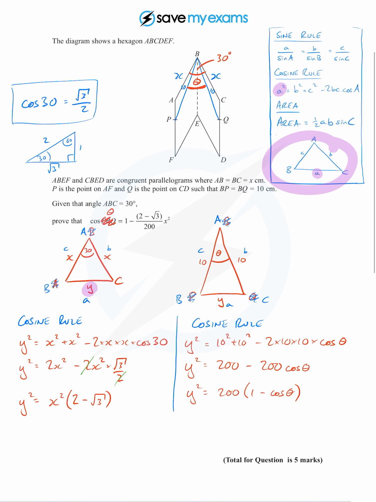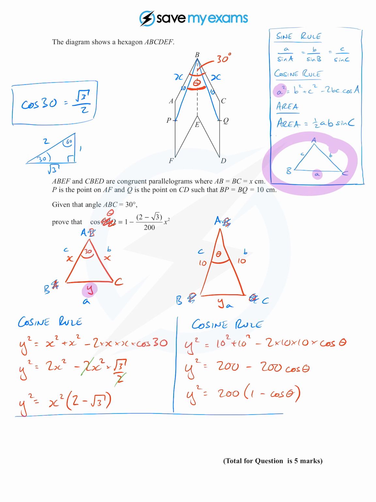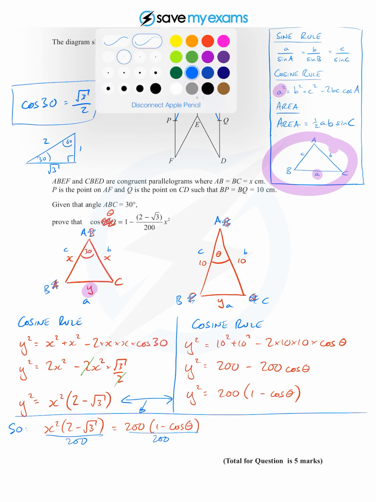Let's give myself a bit more space down the bottom here. So we can say x squared times 2 minus root 3 is equal to 200 times 1 minus cos theta. I've essentially made these two things equal. So all we have to do now is get cos theta equals. Let's divide by 200 to get rid of the 200 on that side. It also starts to make it look like what I'm going for. Keep an eye on what we're going for here.